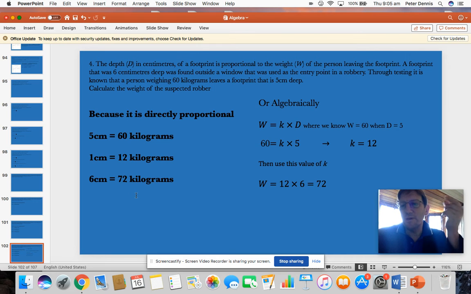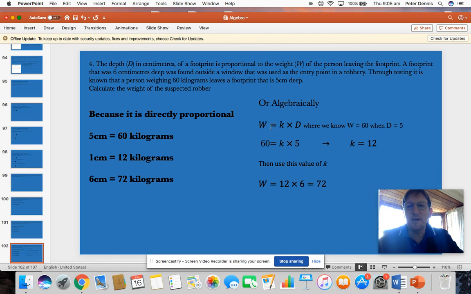Or if we wanted to do it algebraically, we all love algebra, so let's do it algebraically. W equals K times D. That is our formula always for these proportional questions. This might change. If it's inversely proportional, then it's 1 over D. If it is proportional to D squared, then you put a squared up there. And any of these little variations means you cannot do it this way. You cannot do it this way. That's why the algebra way is important.